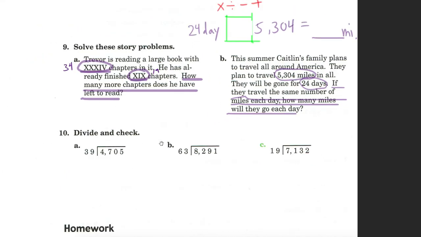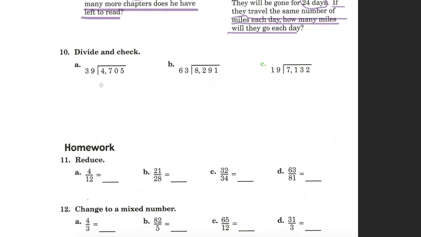Divide and check. So you're just doing long division again and dividing. Remember, guys, to round up. So 40 divided into 50, how many times? Okay. Alrighty.